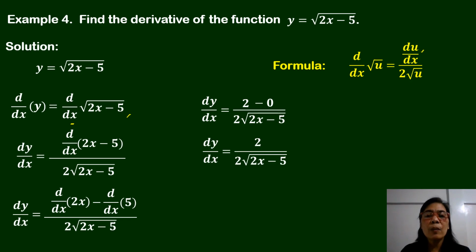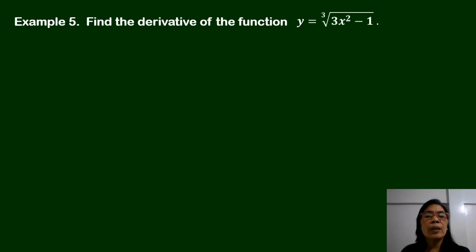Simplifying further, we now have the derivative of y with respect to x is equal to 2 all over 2 square root of 2x minus 5, or the derivative of y with respect to x is equal to 1 all over the square root of 2x minus 5. Let us solve now this example. Find the derivative of the function y is equal to the cube root of 3x squared minus 1.